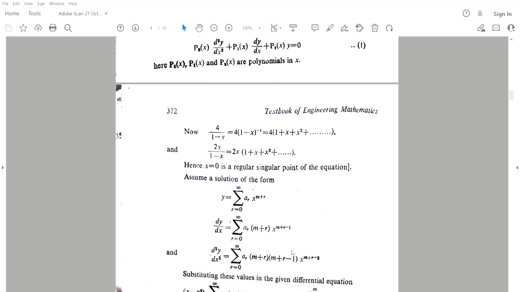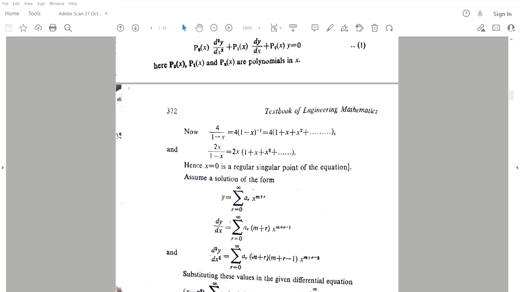Therefore, whenever an equation is given to find the series solution, you must know that it must be a regular singular point. Otherwise, it is not given in the problem in the semester. So we will discuss only the regular singular point.